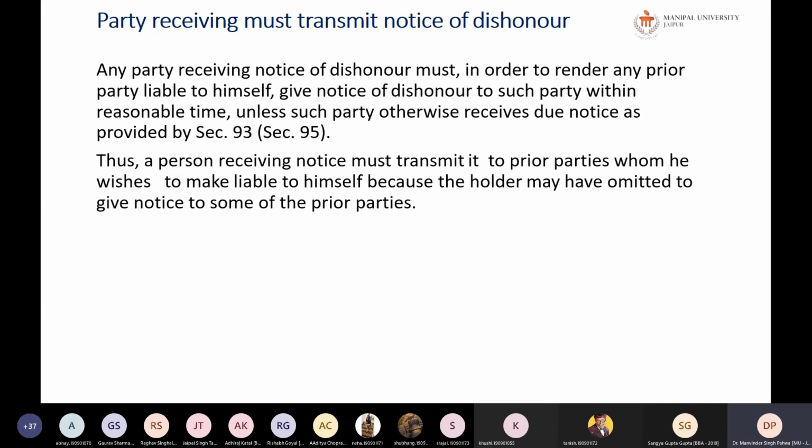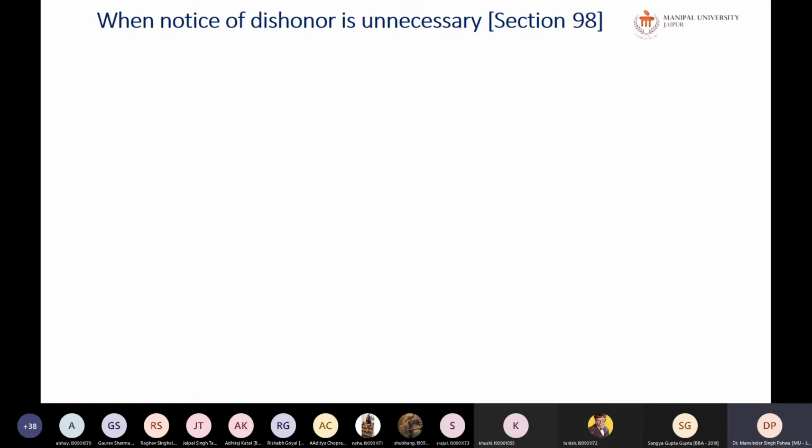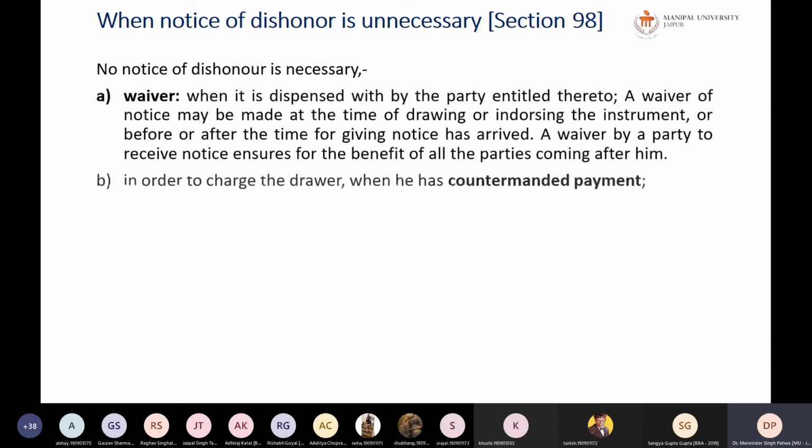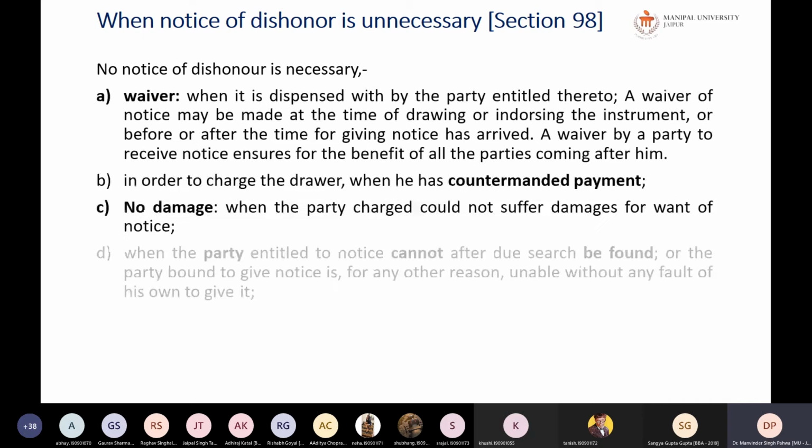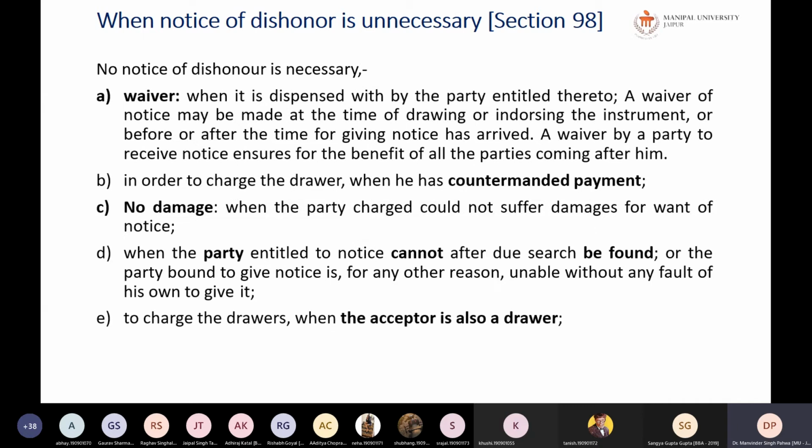The person receiving notice must transmit it to the prior parties whom they wish to make liable, because everyone is liable for that dishonor. So they have to communicate to each other, because it may be possible that the last party may have omitted to convey it to the other parties. Okay. So following are the situations when the notice is not necessary.